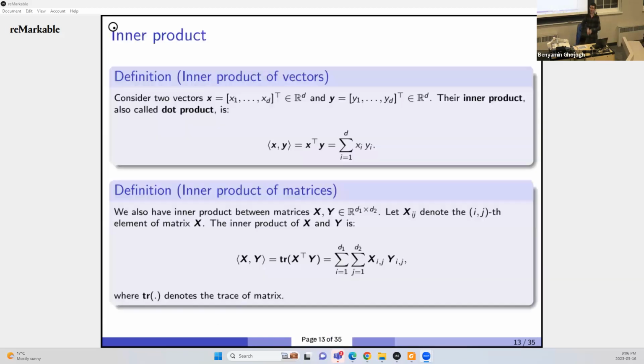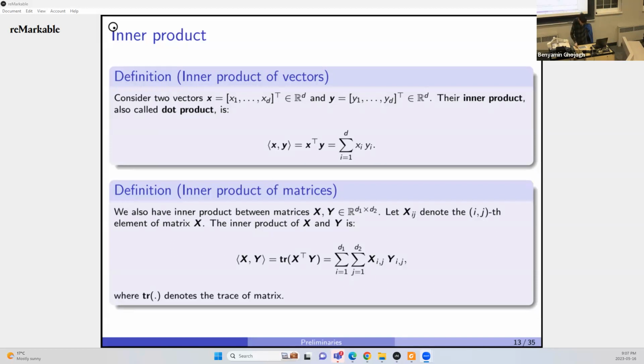Now let's talk about norm. By the way, you'll need norm a lot in machine learning and deep learning. Loss functions have a lot of norms in them. Okay. Definition: inner product of vectors. Let's talk about inner product.